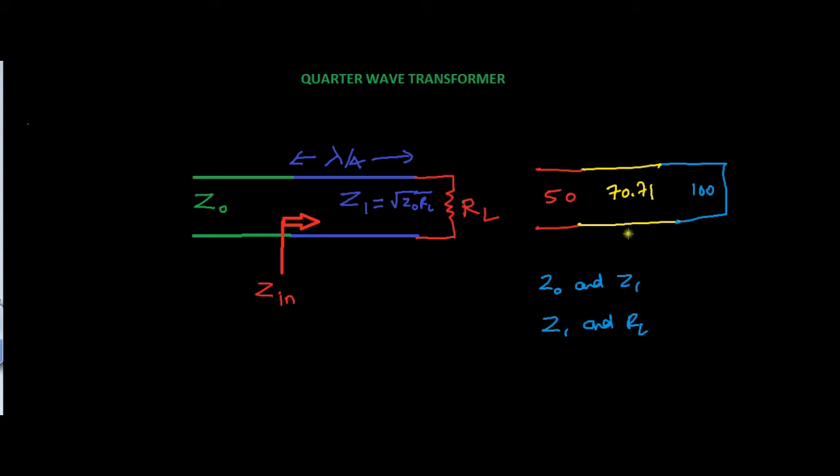And also, since the impedances are not matched here as well as here, there will be a reflected wave at both interfaces. Suppose there is a signal generator here, it will send a signal over here. Since the 50 and 70.71 impedances are not matched, there will be a reflected wave here, and some part will travel forward, and since the impedances are not matched here, some part of that will go to the load and some part will be reflected. So what happens to all these reflected waves?